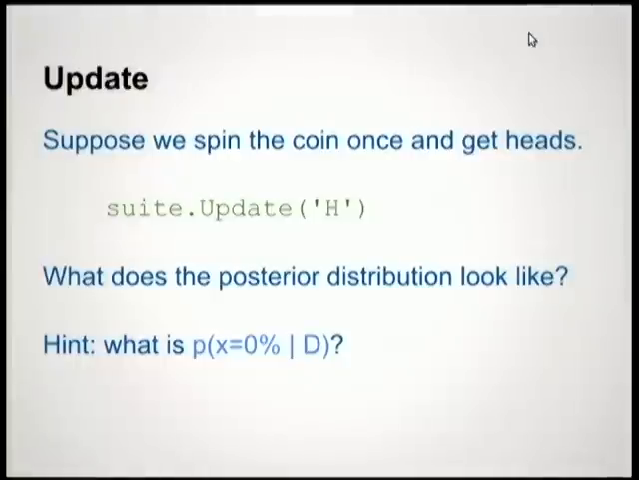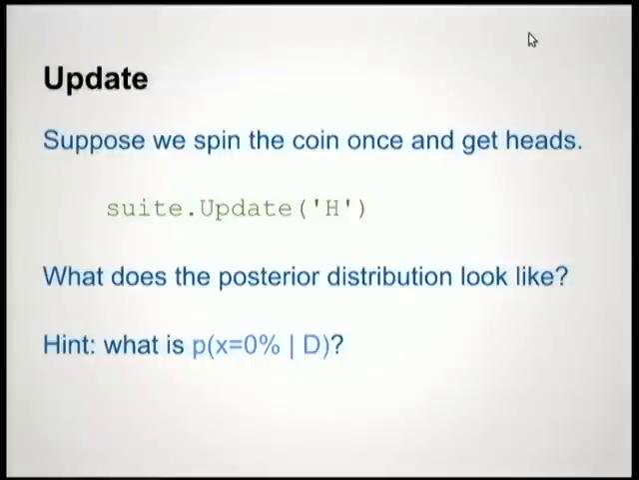All right, now we're ready to do the update. So let's say I flip the coin once, or spin the coin once, and I get heads. So we're going to add that to the code and then see what the posterior looks like. Again, you might want to think about what the posterior looks like. One way to get started is to think, well, if I've seen heads, then what's the chance that X is 0%?